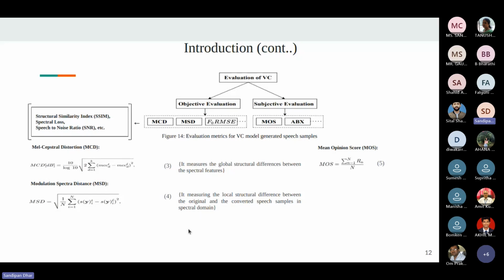That's why we also have the objective evaluation metrics. This helps us to understand the different vocal features. I mean, to evaluate the generated sample from the aspect of different features. So mel cepstral distortion, modulation spectra, F0 RMSE, these are some of the very prominently used objective evaluation metrics to understand the vocal feature similarity of the generated sample with respect to the target one.